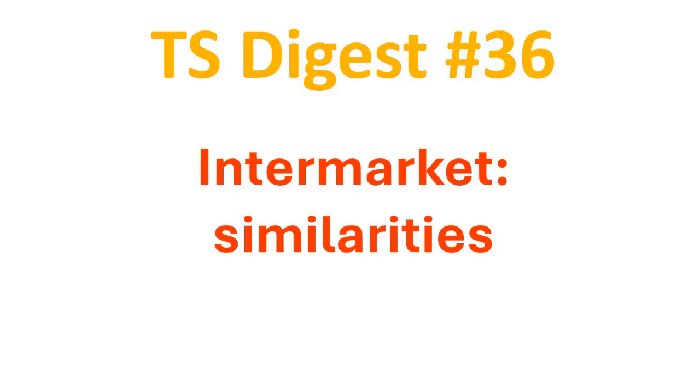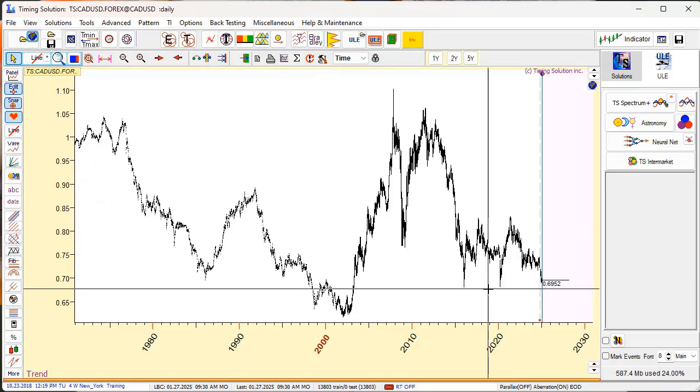This is about options in the intermarket model. You see options to find similarities. Look at this, I have downloaded the Canadian dollar because I'm Canadian. I'm of course interested in what is going on with the Canadian dollar.